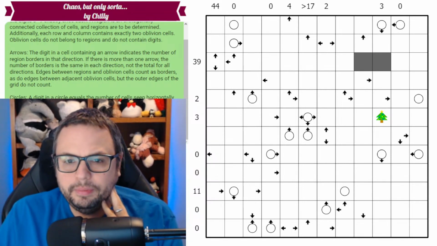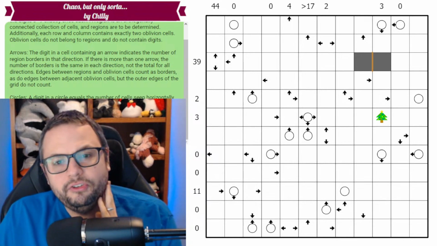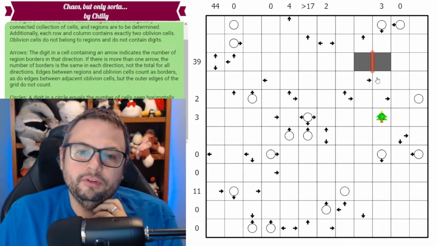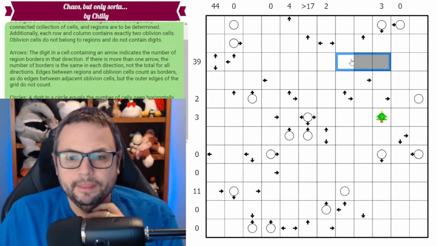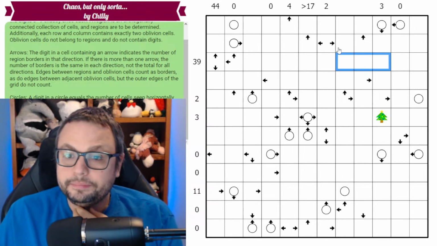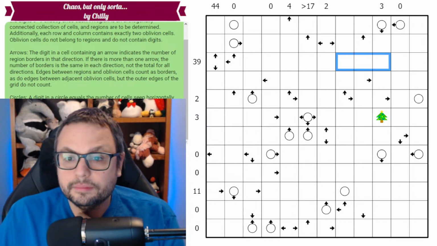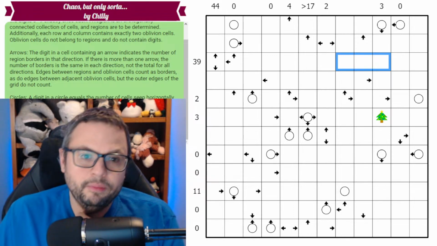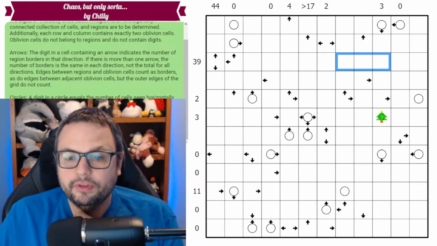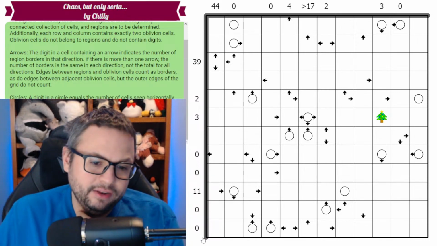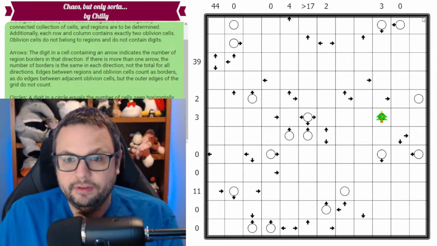What color should our borders be? Orange? Maybe we can do orange borders so they'll show up against the Oblivion. We'll try that. Okay. And so we have no borders along the outside. So we can put a black border around the outside so that we remember that it doesn't count because it's not orange.